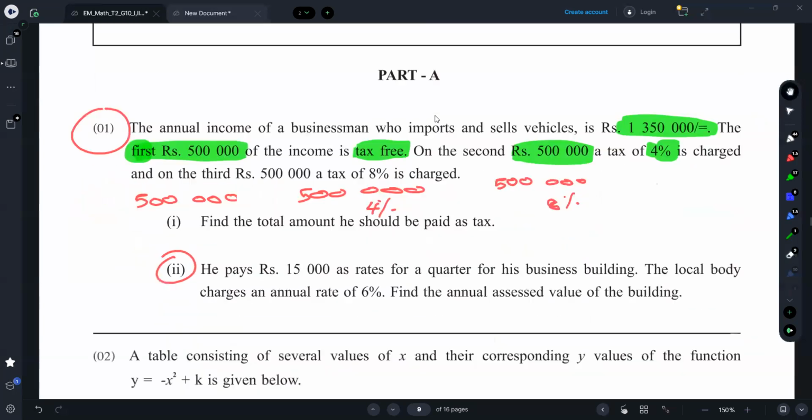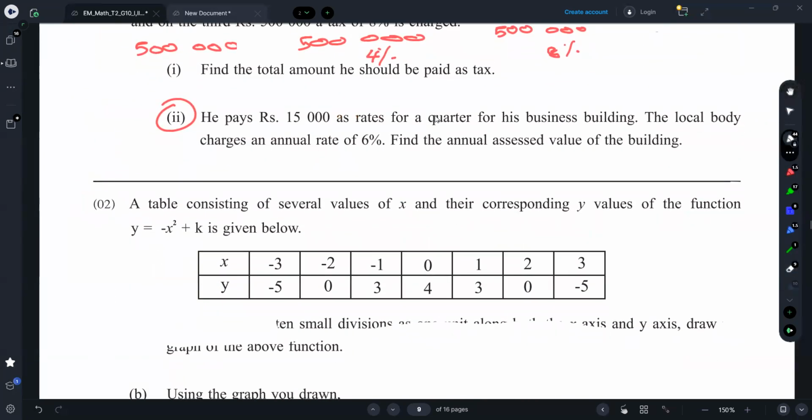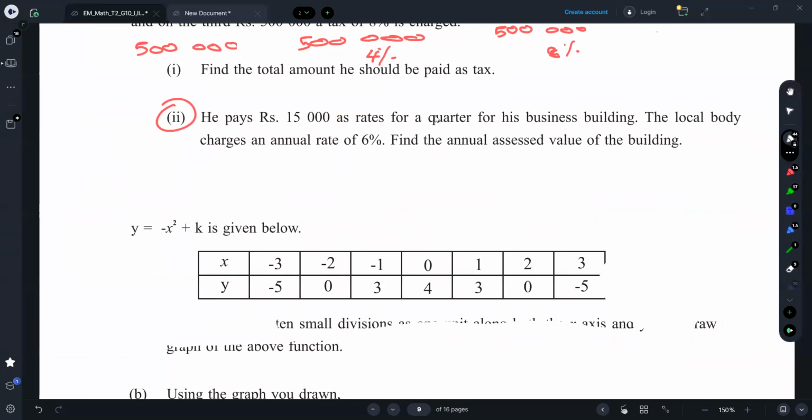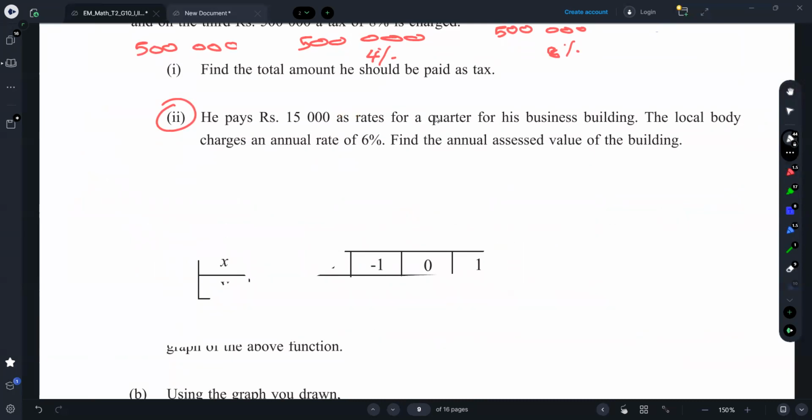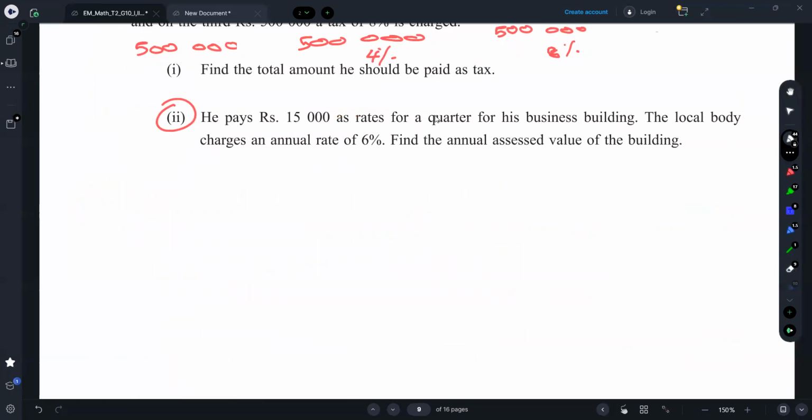Okay, now you have forgotten the things that you have done. The first 2 terms. Okay. Now this one. 15,000 as rates for a quarter. Then I should find the annual rates. Rate for a quarter is given. It is 15,000. Then annual rates. Don't worry. After we do some papers, about 2 to 3 papers, you will automatically remember the methods.